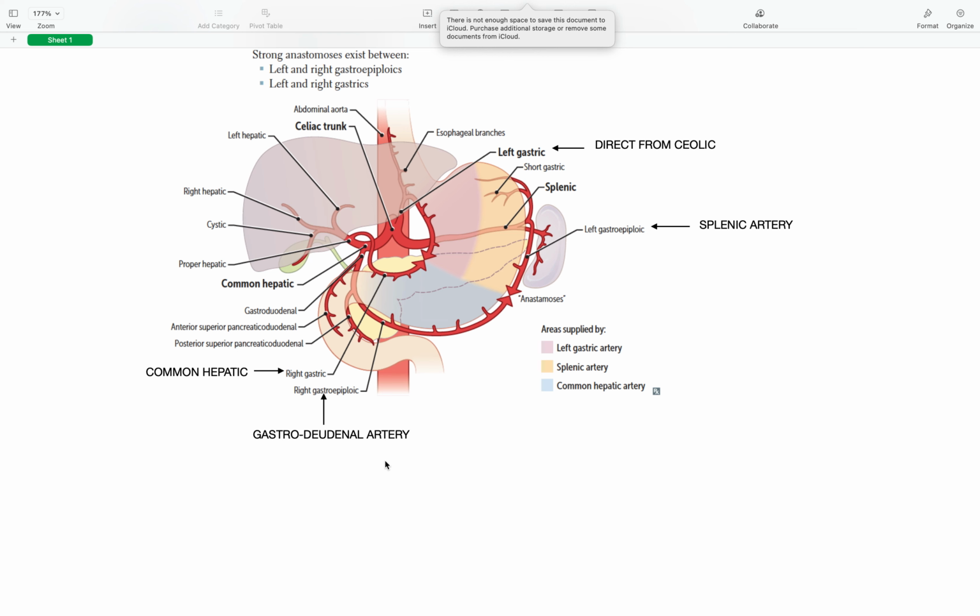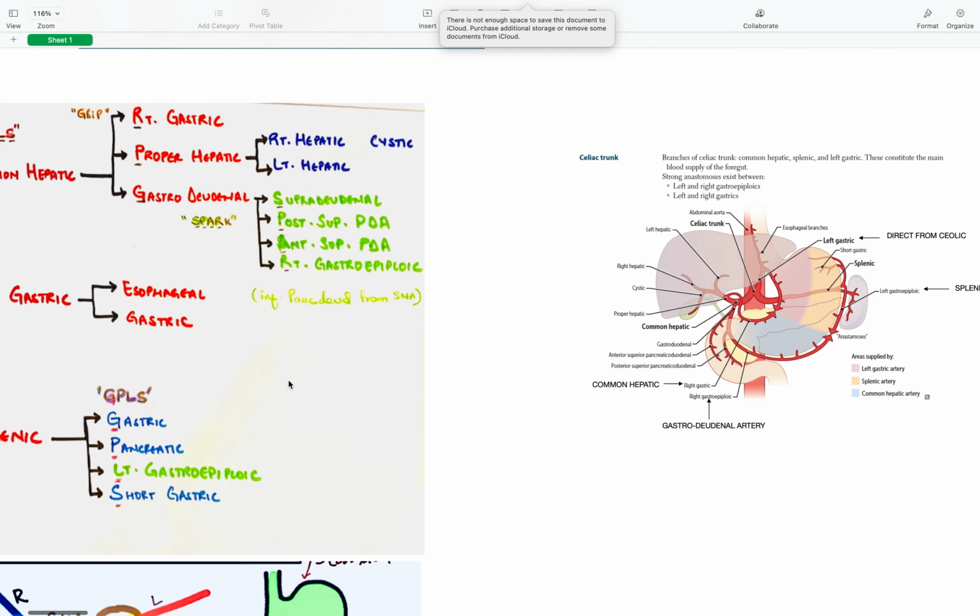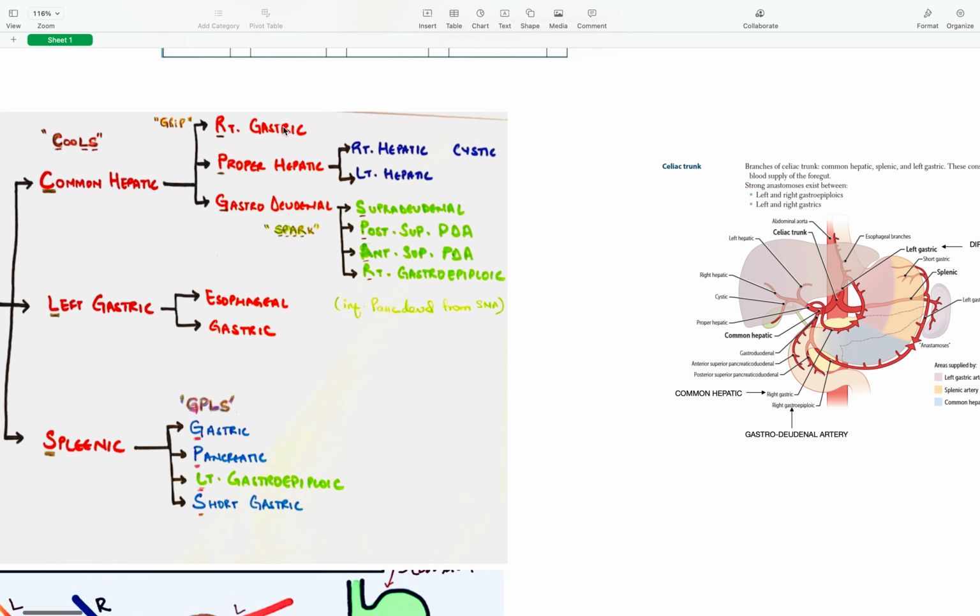Then the upper lesser curvature of the stomach is supplied by the left gastric. Okay, the left gastric is direct from the celiac trunk. It's one of the branches of the celiac trunk. Like the COOLS, the L there stands for the left gastric. And then the lower part of the lesser curvature of the stomach is supplied by the right gastric artery. The right gastric is a branch of the common hepatic artery, from the COOLS, C-O-O-L-S, which is further divided into GRIP. So the R there stands for the right gastric. If you go back to this, the GRIP, common hepatic, the R there is right gastric.